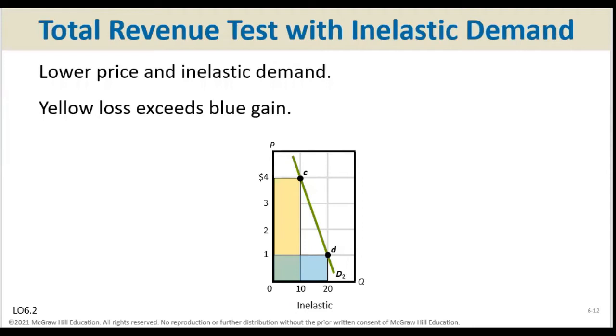Total revenue test with inelastic demand. So here, both move in the same direction. If we started with a price of 4, the quantity demanded is 10, so your total revenue is 40, which is this yellow rectangular area. If the price drops from $4 to $1, you see that your new quantity purchased is 20, and your new total revenue is this blue area. So the loss over here exceeds the gain.